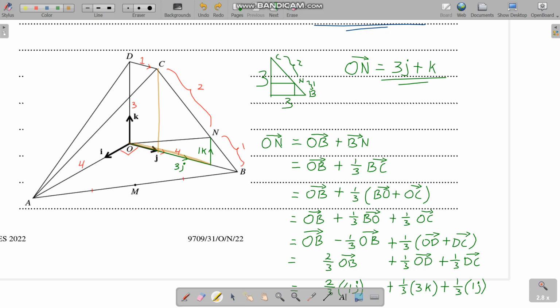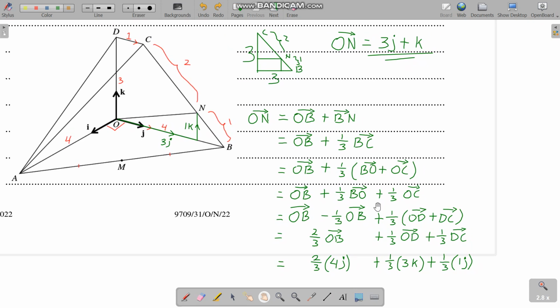So this is 3 and this is 1, again because of the ratio. This is 3, this is 1, this is 2. So this is 2 and this is 1. Right, so from O to N we can just go in this direction 3 units, so 3j, and upwards 1 unit, which is 1k, so 3j plus 1k. Or you can just do it manually, analyze the ratio and use the vector rules. We get the same result.